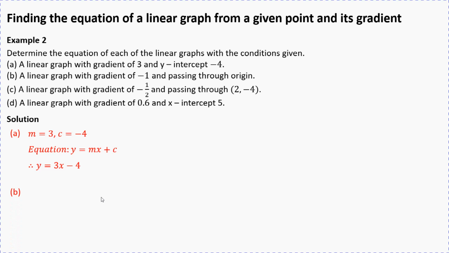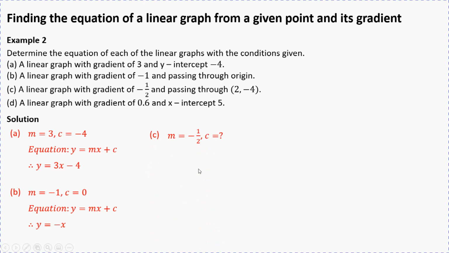For part B, again, you know the gradient is -1 and it passes through the origin, c being 0 because the y-intercept is 0. Then your equation of the straight line would just be y equals -x. Just a very quick recall. If you want to know the details, you need to go back to your handout. There are much more detailed solutions there.